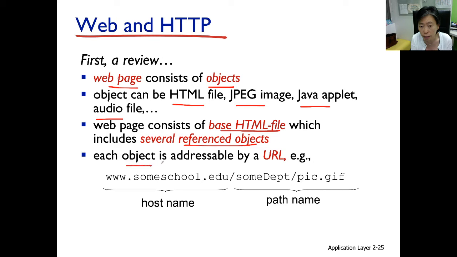Each object on the internet, on the web, is addressed by the URL. So this is an example of the URL. There are three parts: the host name, the path, and the file name.